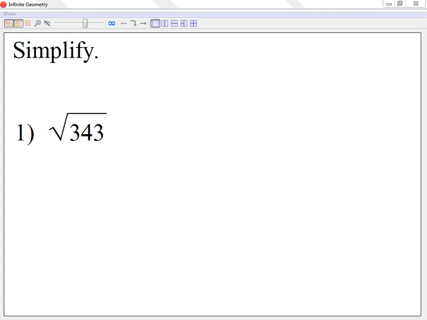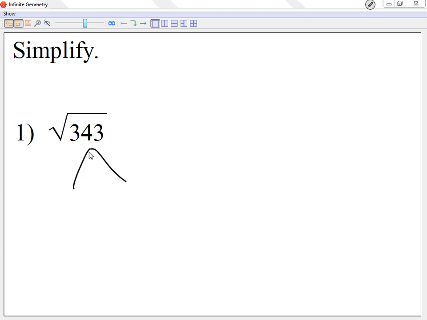Today's work, we're going to simplify radicals. People usually call them square roots, but we're not going to deal with just perfect square roots. Some of them will be perfect, but not all of them. So what we do, first of all, I'm going to break this into two numbers.